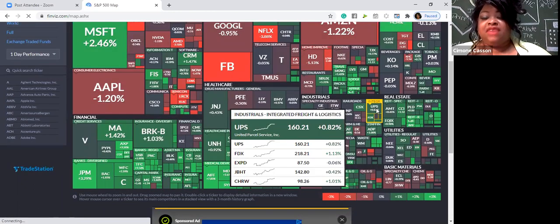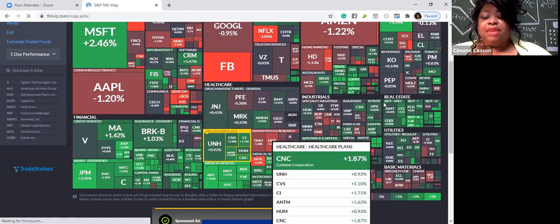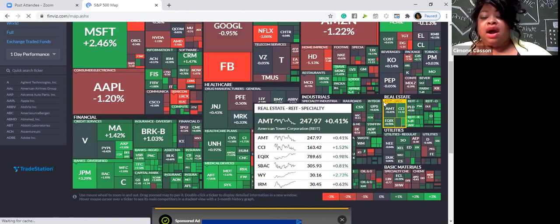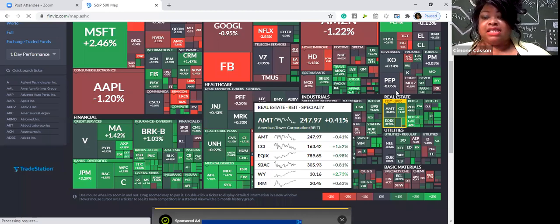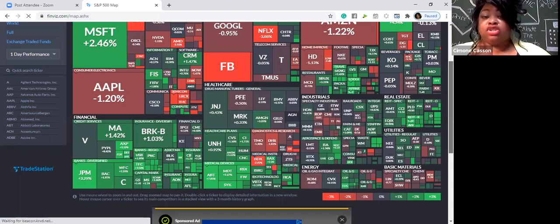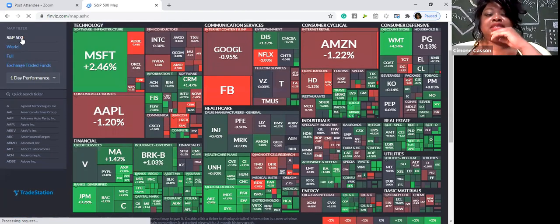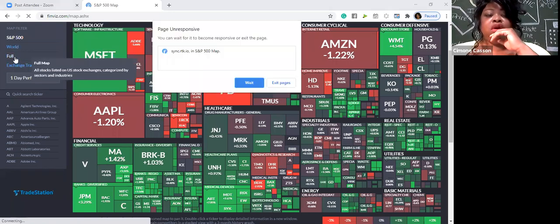Industrial includes UPS, FedEx, and just so many of them. You can click on there, see what they're doing, why they are in this sector, and how they are contributing to the red or the green. This breaks it down as the S&P 500. You can do it globally. I think that's another map, and then full spectrum, and also exchange traded funds.